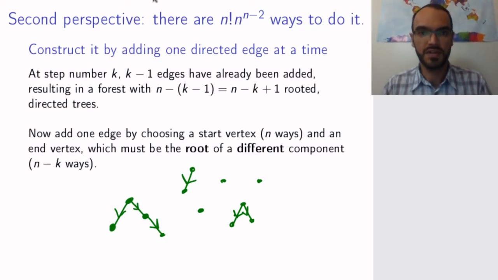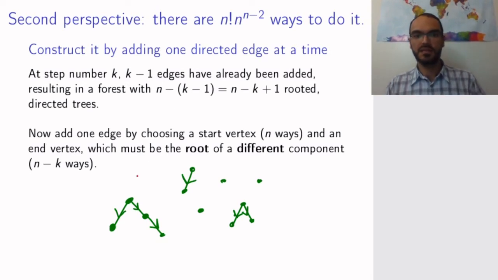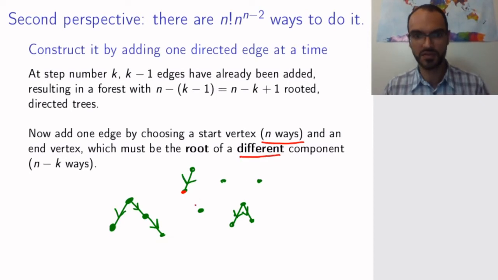So before doing that, I realized I forgot to draw this arrow. There we go. So now if I want to add an edge, it can go from whichever vertex I want. So let's say I wanted to start from this vertex. So I have n ways to choose my starting vertex. Now I cannot go to any vertex on the same component because that would create a cycle, and so it won't be a tree. The underlying graph will not be a tree because it will have a cycle. So I have to go to a different component in order not to create cycles. And I have to go to the root of the different component.